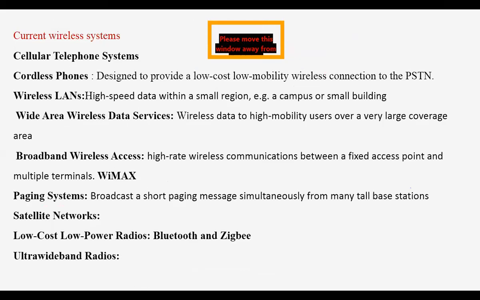We will see how this layered structure is implemented in a wireless communication network. The current wireless technologies which are available and used are the cellular telephone system, cordless phones, wireless LANs, wireless wide area data services, broadband wireless access such as WiMAX, paging systems, and satellite networks. These are the typical wireless applications that I mention here.